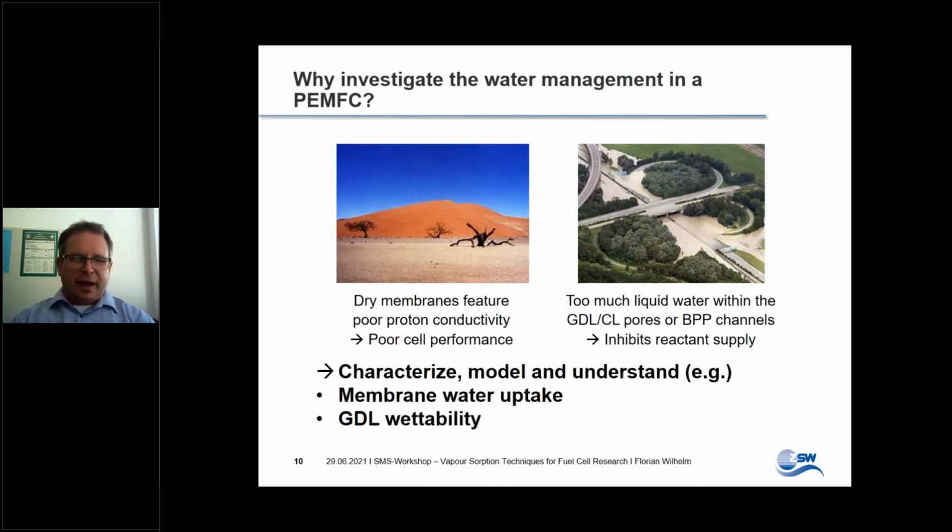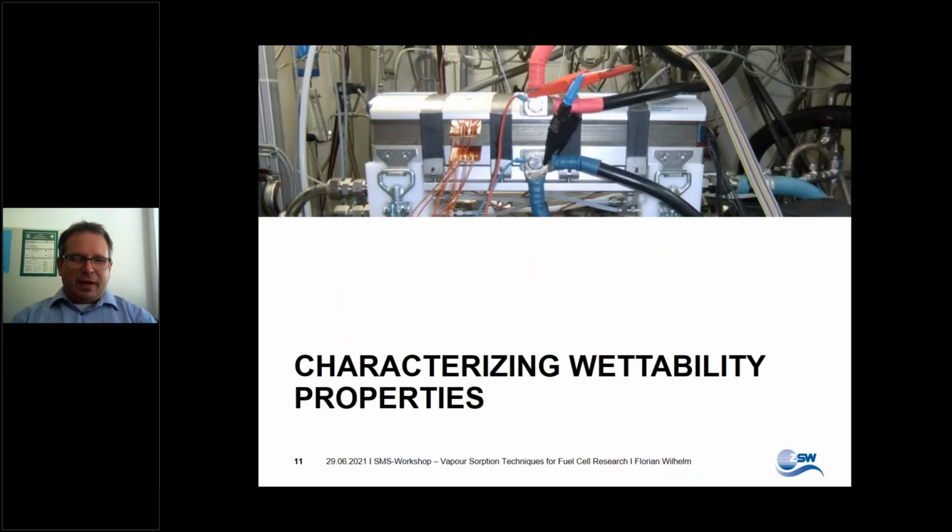This means that there is a high need to characterize, model, and understand the membrane water uptake, for example, and the gas diffusion layer wettability. Just taking 2 examples, one, so to say, from the right side picture, one from the left side picture. What properties are relevant with regards to water management in the respective components of the cell? Okay, so how can we do that?